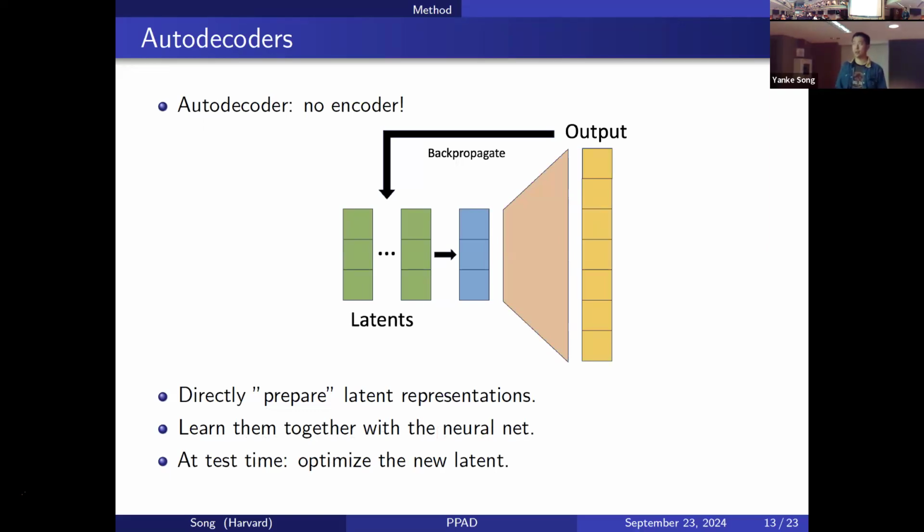But how do we learn these latents? These latents are instead just directly initialized. They're randomly initialized first, but then they are trained via backpropagating the gradient also to these latents. So at training time, the loss function produces gradients which are backpropagated to both this set of latents and this neural network.